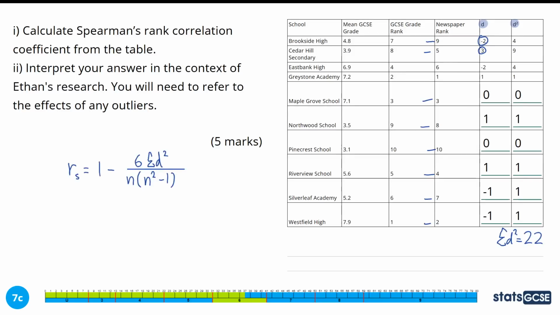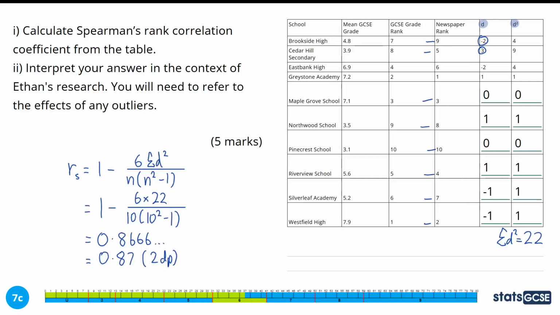Next we're going to use the formula. Now the formula is given to you, you don't need to learn it off by heart. The sum of D squareds at the top is 22, so the top of the fraction is going to be 6 times 22, and n is the number of schools, which is given to us in the question, or you can just count them from the table. Put all of that into your calculator and you'll get 0.86666 or 0.87 to 2 decimal places.